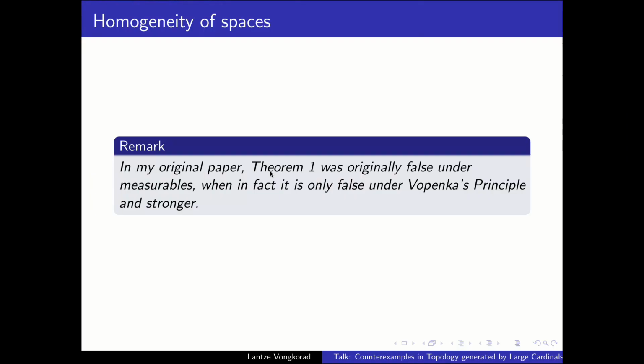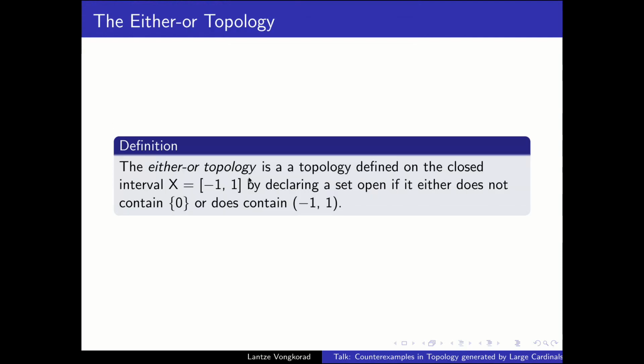And here is sort of an ad hoc topology, which was made by Steen and Seebach, which is the either-or topology. It is a topology defined on the closed interval X, equaling the closed interval formed by -1 and 1, by declaring a set open if it either does not contain the set containing 0 or does contain the open interval formed by -1 and 1.